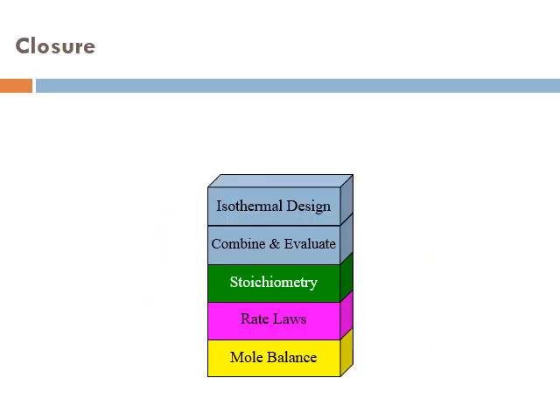To conclude, in chapters 1, 2, 3, and 4, especially 4, we have learned and applied the following. Mole balance, we learned how to write mole balance. We learned how to write different rate laws. We learned how to utilize stoichiometry. And then finally, we learned how to combine and evaluate all the previous equations, whether we're going to evaluate them with hand calculation or using a PC, and all of this in order to be able to design an isothermal reactor. Is there anything else remaining?